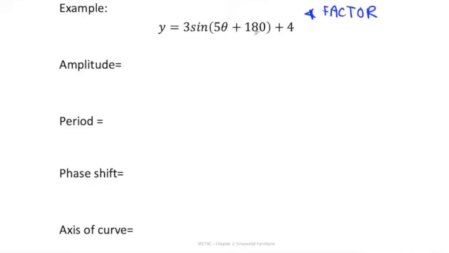So what we're just going to do is factor out the 5 theta. So y is equal to 3 sine, you want that 5 out front, theta, and then you just do it by taking 180 degrees and dividing it by 5. So 180 degrees divided by 5 is 36. And then you're going to go plus 4. So you need to remember to factor first, and now you're going to use this equation.